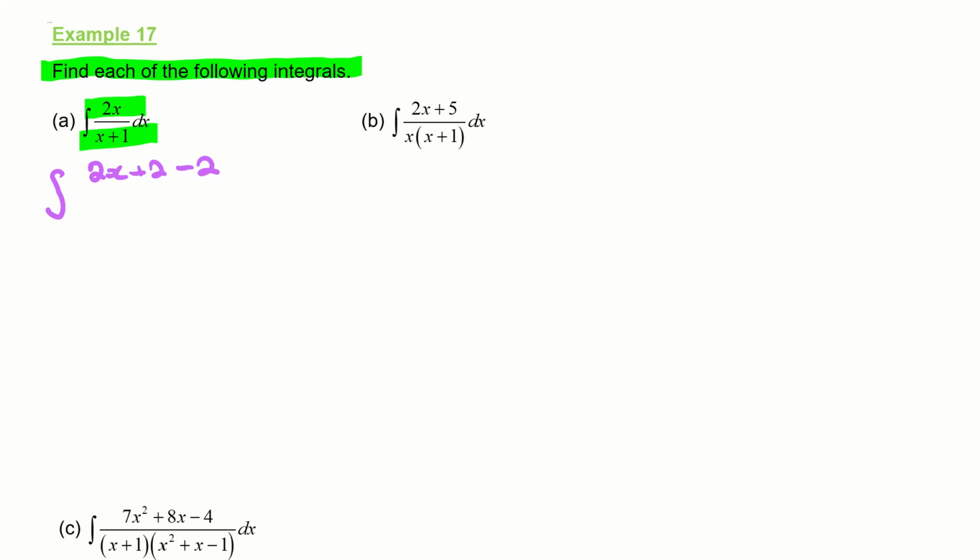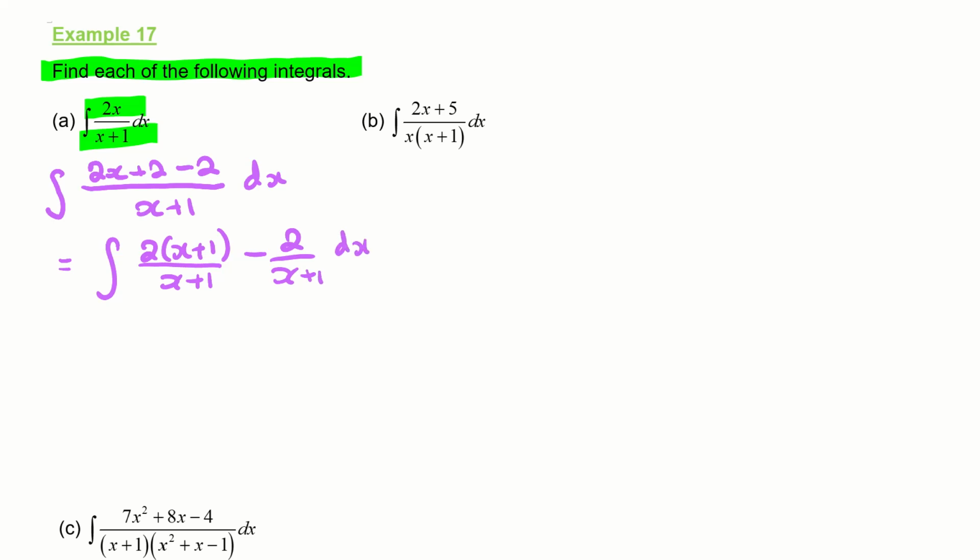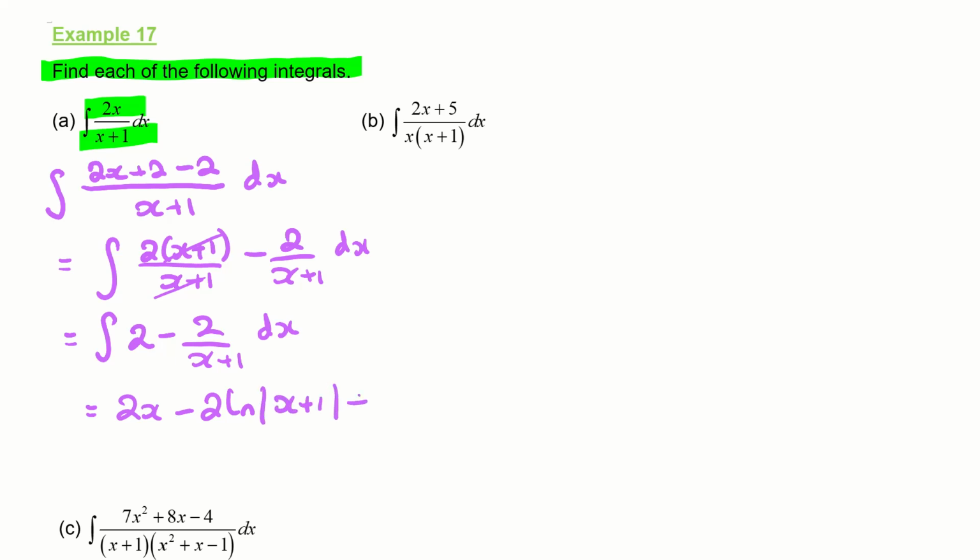The top is just 2x, it's still 2x, but I've just written it as 2x plus 2 take away 2 over x plus 1. Well, that's the integral of 2x plus 1 over x plus 1 take away 2 over x plus 1. Here those cancel, so I've got the integral of 2 take away 2 over x plus 1, and that gives me 2x take away 2 ln mod x plus 1 plus a constant.